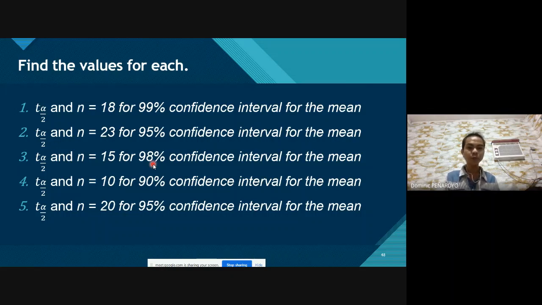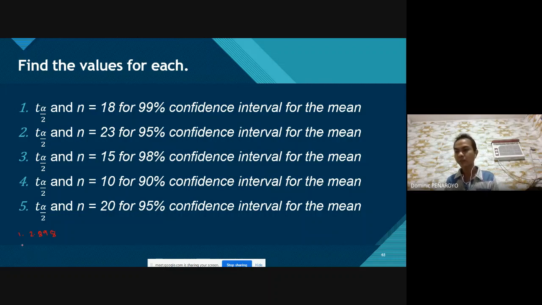Alright, so for number 1, the t-value is 2.898. So let me write it here. For number 1, the t-value is 2.898.